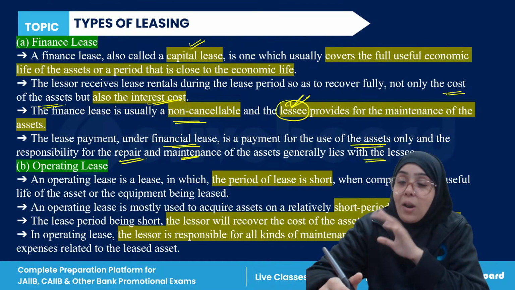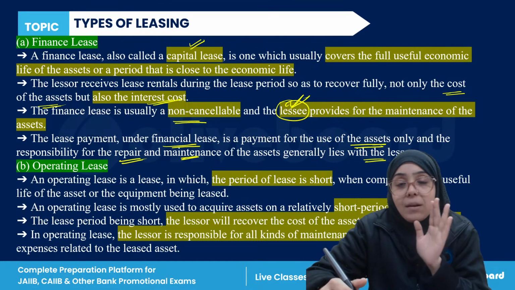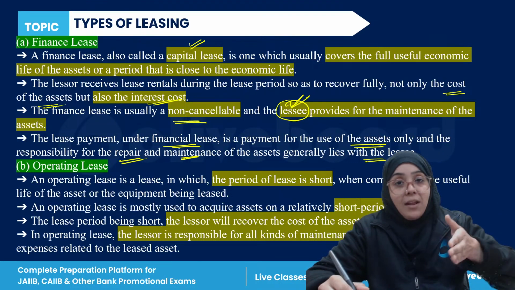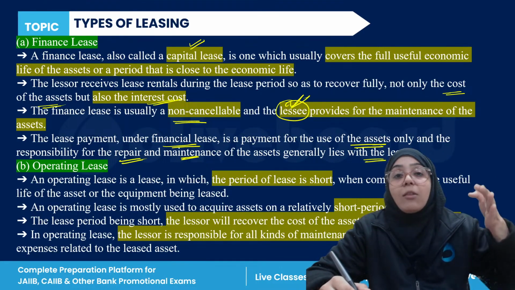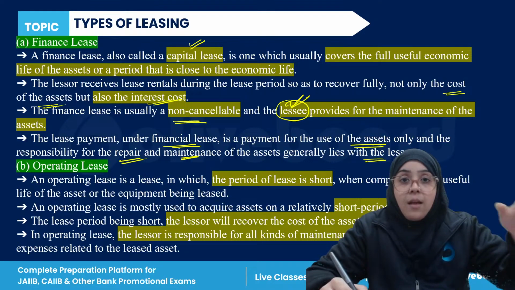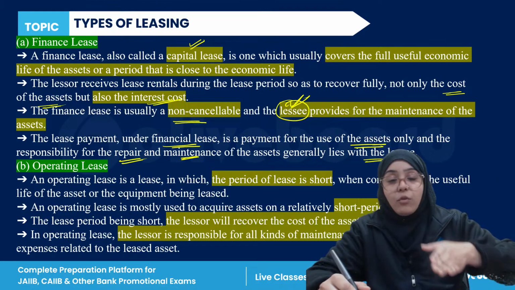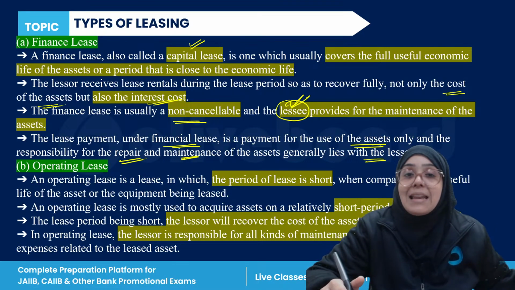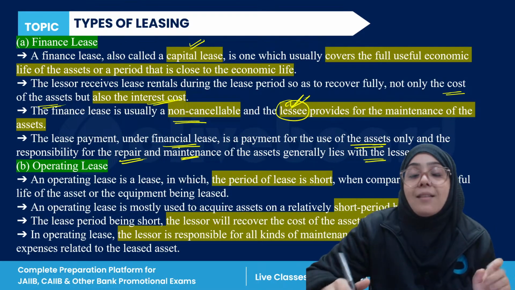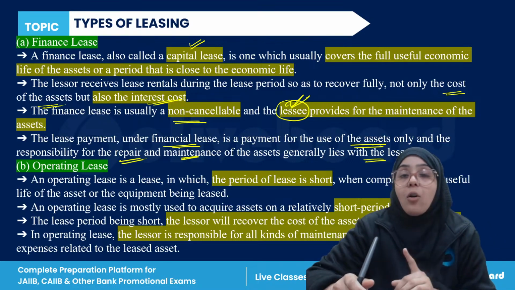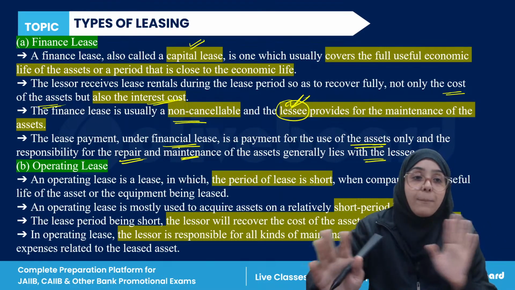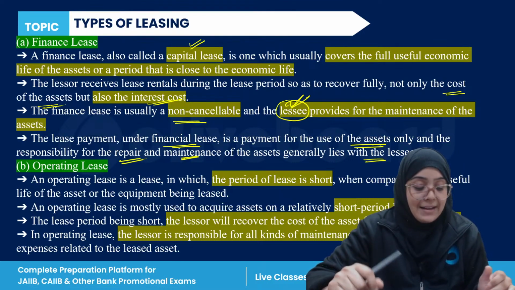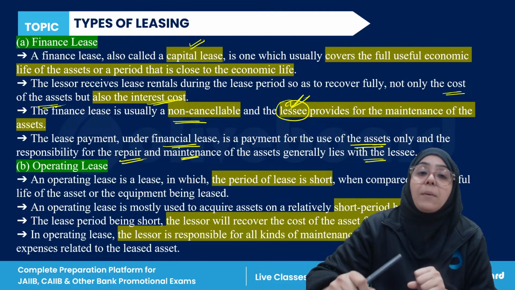And here, all kinds of maintenance and repairs are in the hands of the lessor, because the lessor is giving that particular asset. For example, I'm giving that car for 1 year to you, then for 1 year to another person, then for 1 year to another person. So they are covering different lessees. So here the repair and maintenance completely lies in the hands of the lessor. Clear? So this is a finance lease and this is an operating lease.